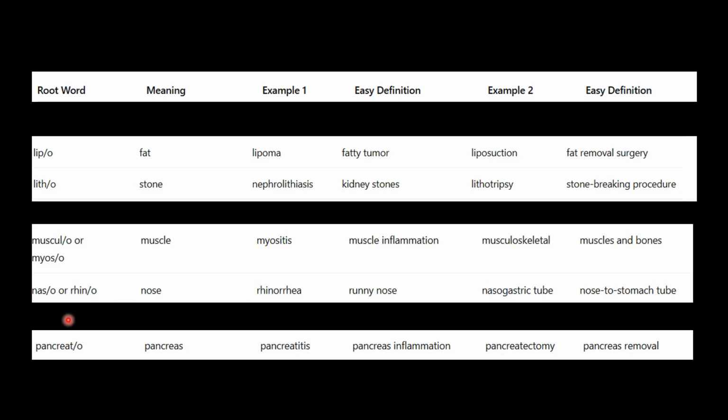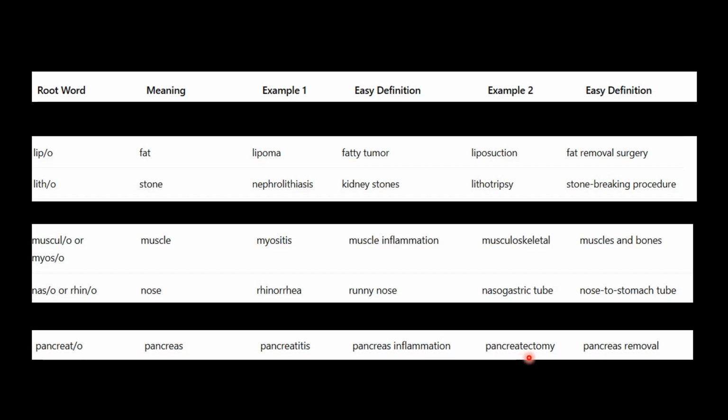For this session we have the last example, that is the last root word, pancreat or pancreato. This is denoting the pancreas. Pancreatitis means pancreas inflammation. So itis, if something is related to itis, it is denoting the pancreas inflammation.